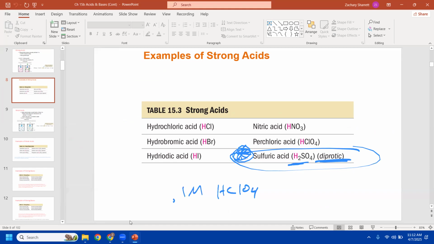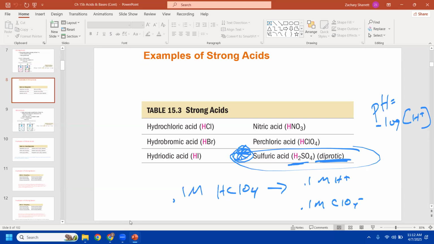Very good. We would have 0.1 molar H plus and 0.1 molar ClO4 minus. Now, to find the pH of this solution, the pH is equal to the negative log of the H plus concentration. Everybody see that? So how would I calculate the pH of this solution? What would I do, Abby? I need to take the negative log of the H plus concentration.